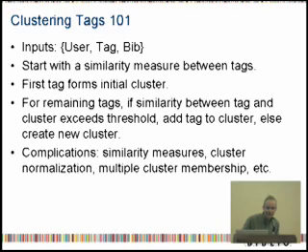Obviously, I'm glossing over a lot of complexities. How do you choose your similarity measure? How do you do cluster normalization when you're comparing a tag to a cluster? Do you compare it to all tags in that cluster or a centroid representation, whatever? Can a tag sit in multiple clusters? Probably, because there's a lot of polysemy in tags, ambiguity. They can mean many things, so they probably cluster in many locations.